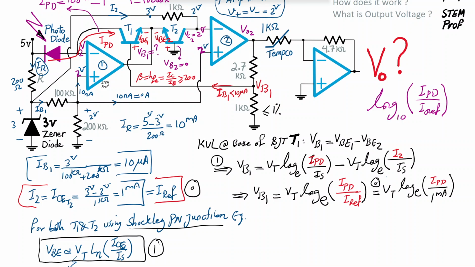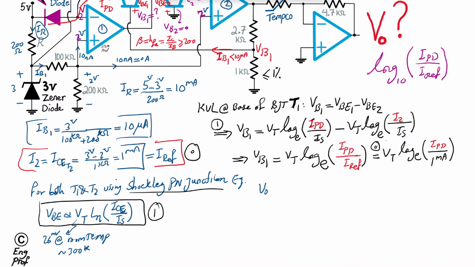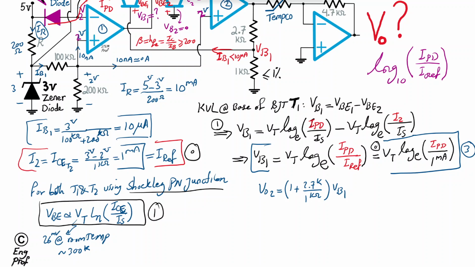I can find Vout2 easily using voltage division here. So Vout2 is just voltage division between 2.7K and 1K, a scale up from VB1. So it would be 1 plus 2.7K divided by 1 kilo ohm, times the voltage of base 1, which is this formula, of course. We can keep this as equation 3, and combining, we can also refer to this as equation 4.